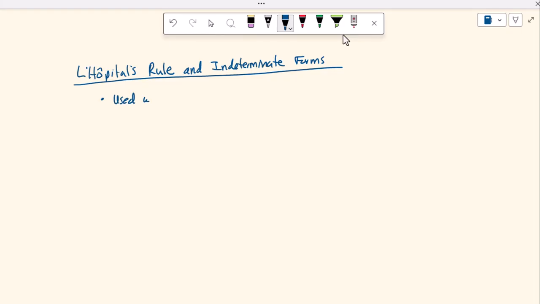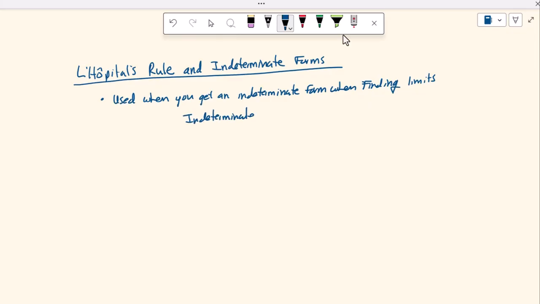L'Hopital's rule is used when you get an indeterminate form when taking limits. Now, there's a lot of different indeterminate forms. But there's a couple that are called indeterminate L'Hopital's. So the ones that we're interested in are indeterminate L'Hopital's are 0 over 0. And I abbreviate L'Hopital's L'H, or any plus or minus infinity over any other plus or minus infinity. These are called indeterminate L'Hopital's.